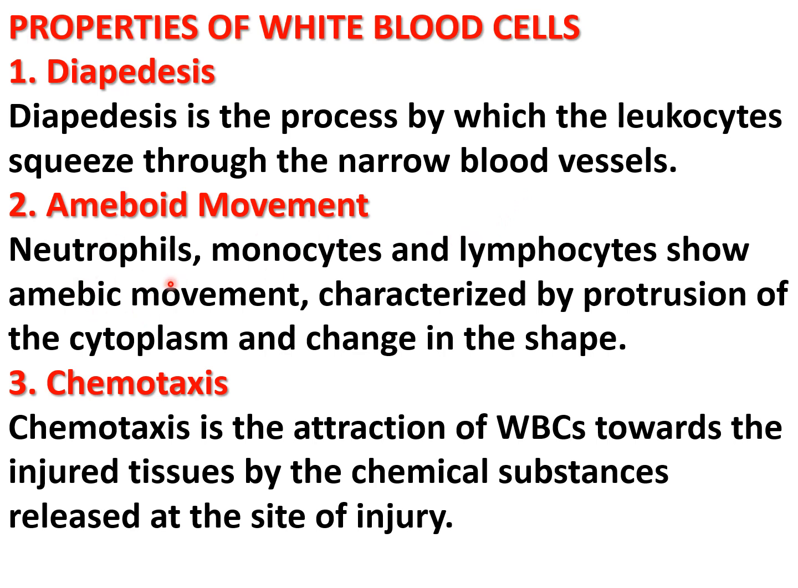Then amoeboid movement. Neutrophils, monocytes and lymphocytes show the amoeboid movement, characterized by the protrusion of the cytoplasm and change in the shape. Then chemotaxis. Chemotaxis is the attraction of the WBC towards the injured tissue by the chemical substances released at the site of injury.